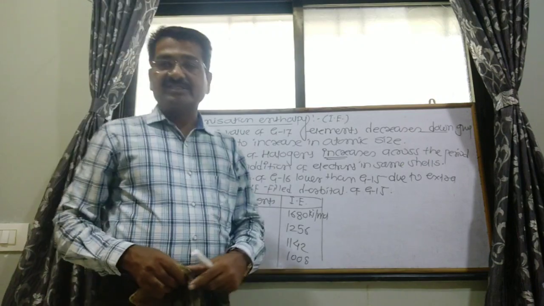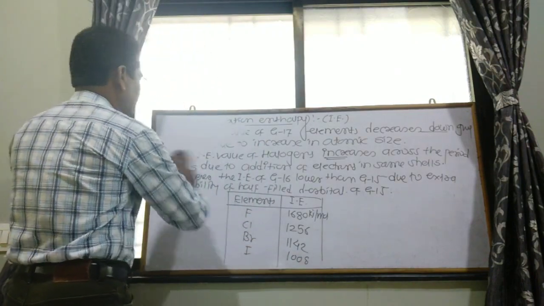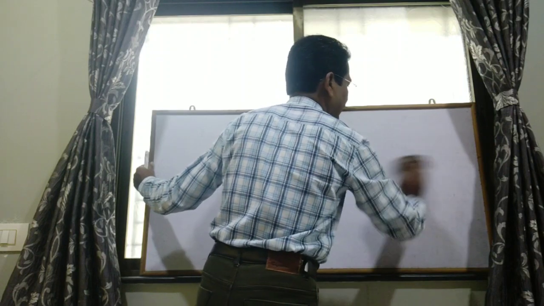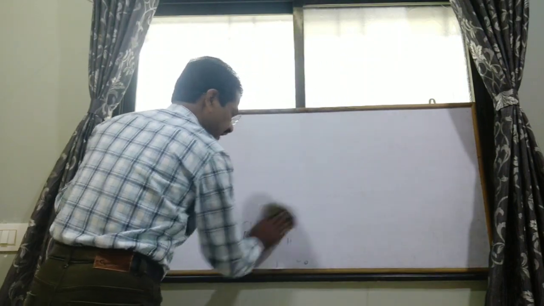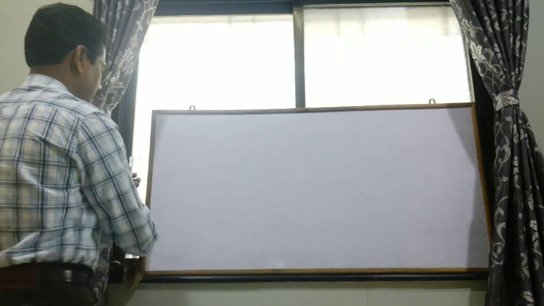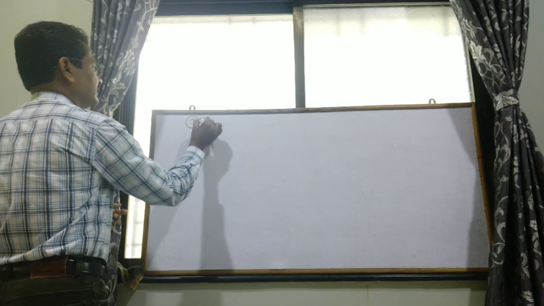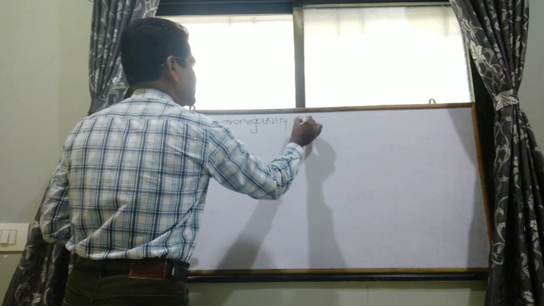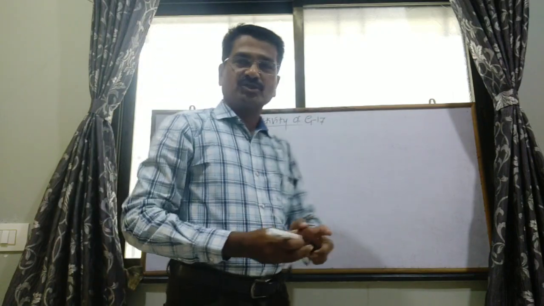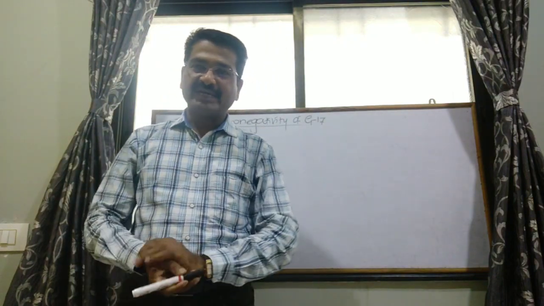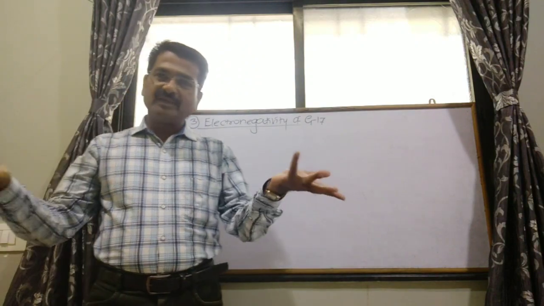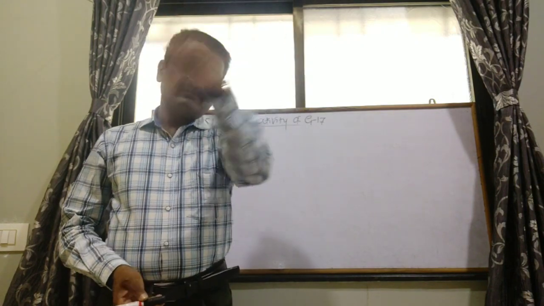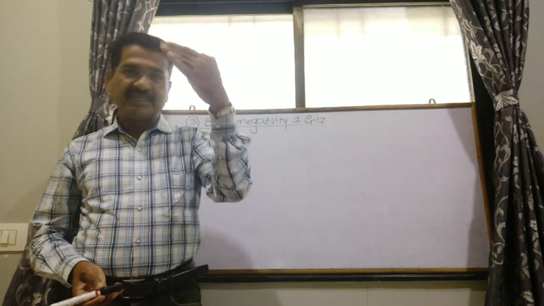After the ionization enthalpy of G17 elements, see the next point, that is electronegativity of halogens, that is G17 elements. Next, the third point, that is electronegativity of G17. This question also is asked for 2 marks. Explain electronegativity of G17. We know all the p block elements are electronegative because all p block elements require electrons for the completion of the octet, so they show electronegativity.